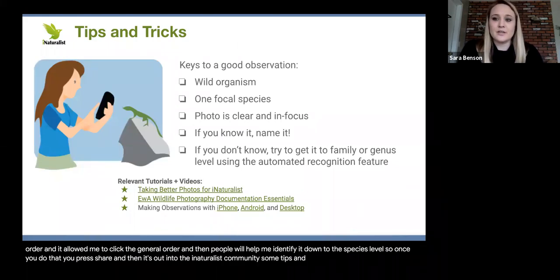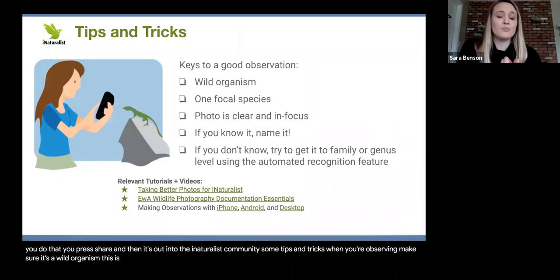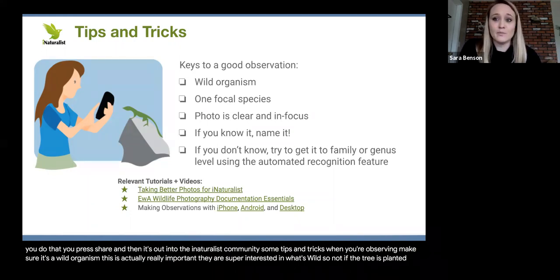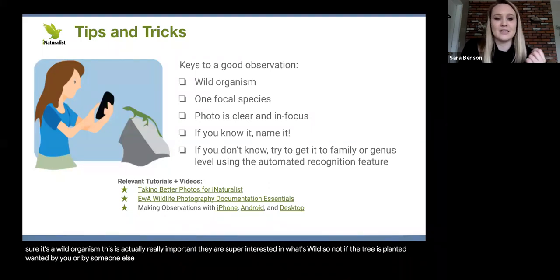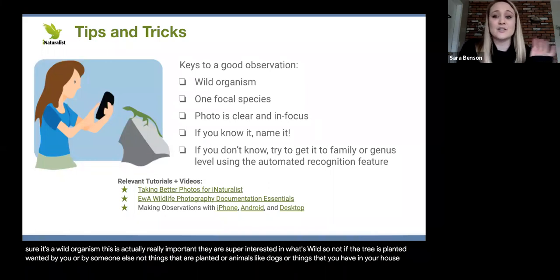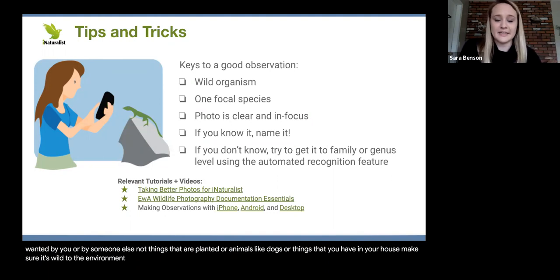Some tips and tricks when you're observing. Make sure it's a wild organism. This is actually really important. They're super interested in what's wild. So not a tree that is planted by you or by someone else, not things that are planted, or animals like dogs or things that you have in your house. Make sure it's wild to the environment that you're in.